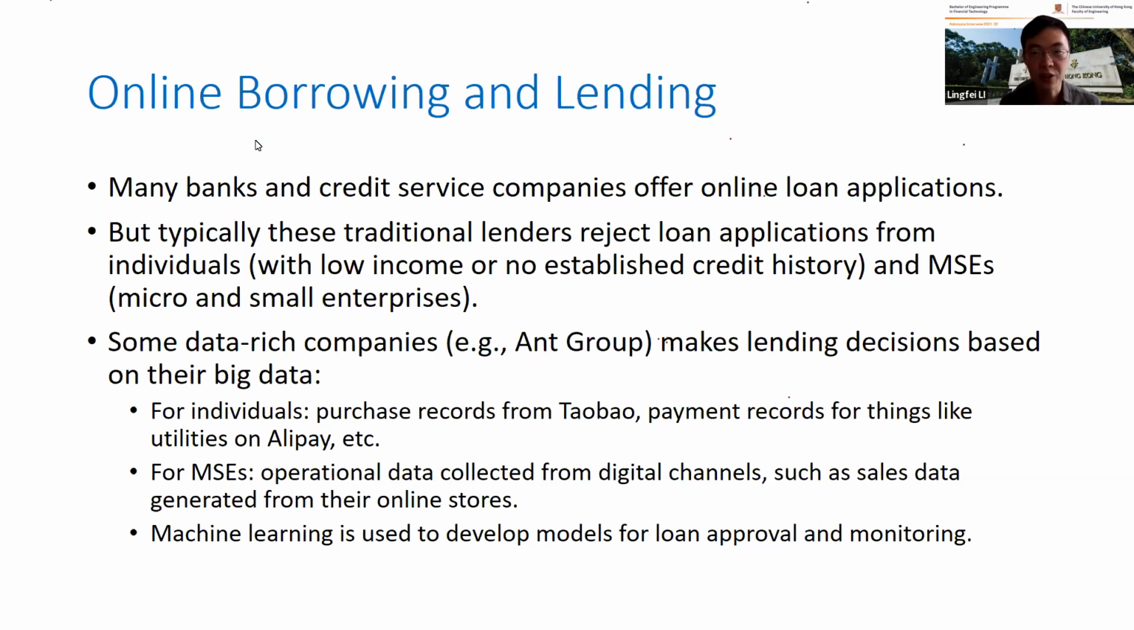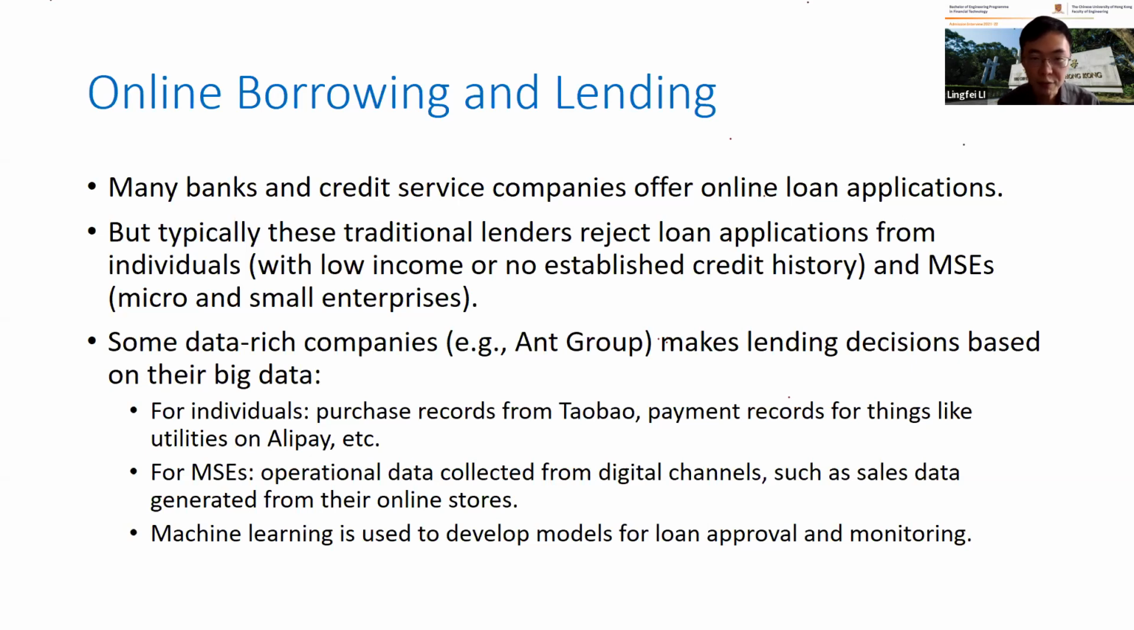Then some companies, mainly technology companies, came into this borrowing and lending business. For example, Alibaba established a company called Ant Financial. This is basically under Alibaba. This is a company under Alibaba that provides all kinds of financial services. One of their main services is about lending.